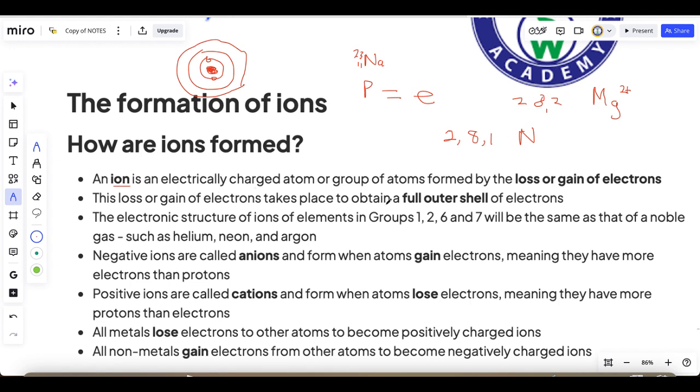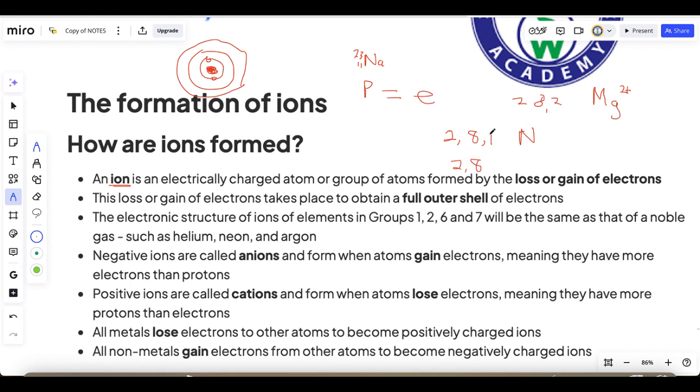Okay, so when they lose electrons or they gain electrons, they are called ions. In case in the exam you have to define what ions are. We say the loss or gain of electrons usually takes place in order for the atoms to have full outer shell electrons. When sodium loses one, it will now have 2,8. The outermost shell will be full, it will be 8. Okay, it will be like a noble gas.